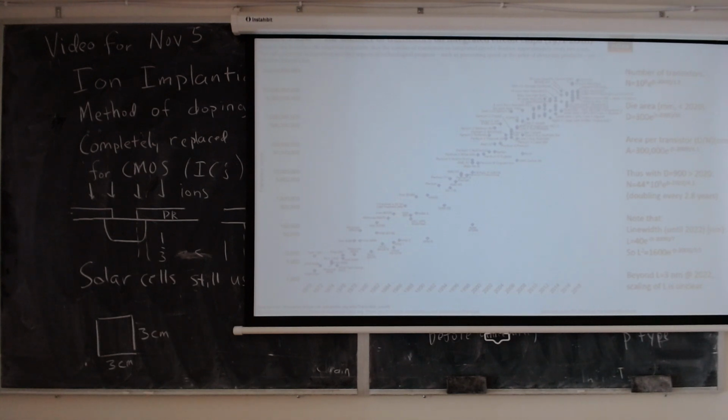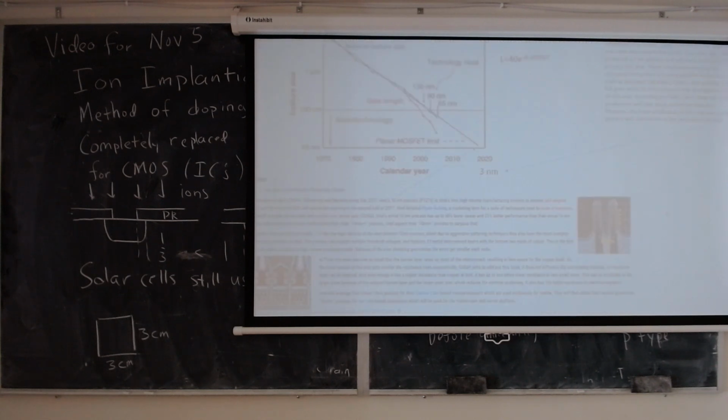Now, basically, we're going from a doubling every 2 years to every 2.8 years. But okay, we only got that till 2022, because at 2022 we're at 3 nanometers. It's becoming very difficult to understand how we can make features smaller than that.